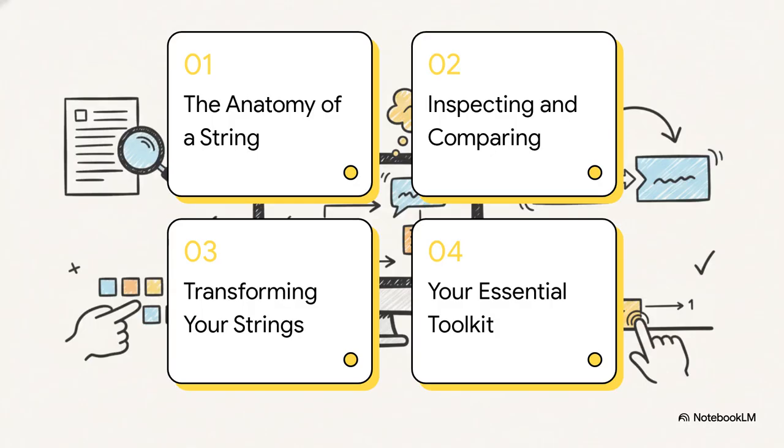So here's our game plan. First, we'll get to know our material, the anatomy of a string. Then we'll check out the tools for inspecting and comparing stuff. After that, we'll learn how to find things within our strings. And finally, we'll break out the power tools for transforming them. By the end of this, you'll have your essential toolkit ready to tackle anything.